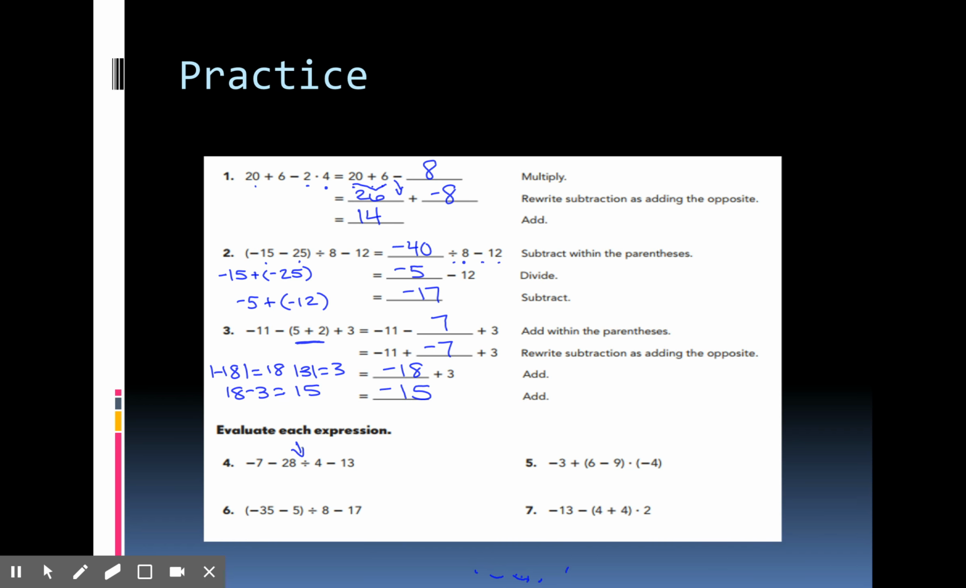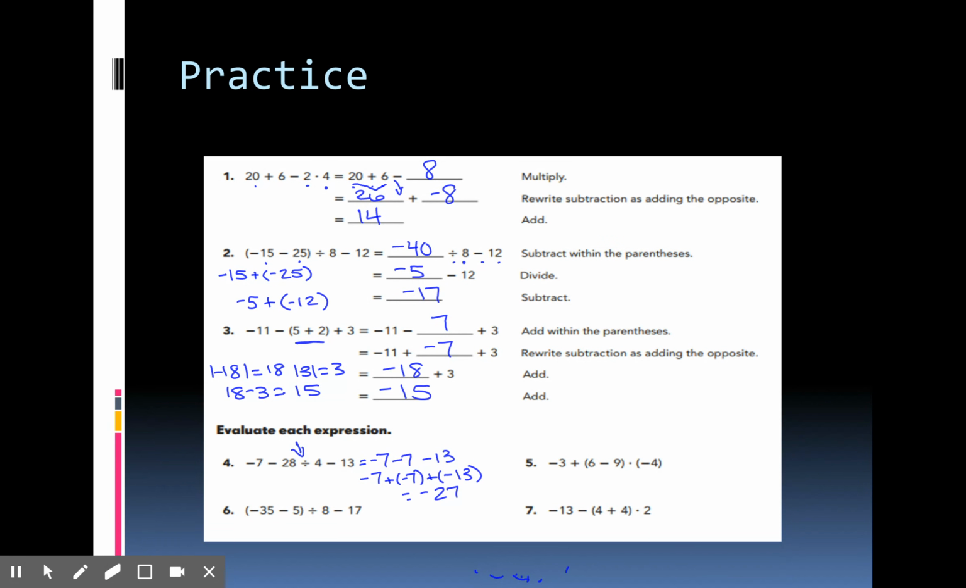So 28 divided by 4 is 7. So I'm going to rewrite this as negative 7 minus 7 minus 13. All right, so I'm going to turn these into addition problems. Negative 7 plus a negative 7 plus a negative 13. Because they're all negative, I'm just going to add them. So negative 7 plus negative 7 is negative 14, plus negative 13 is a negative 27.